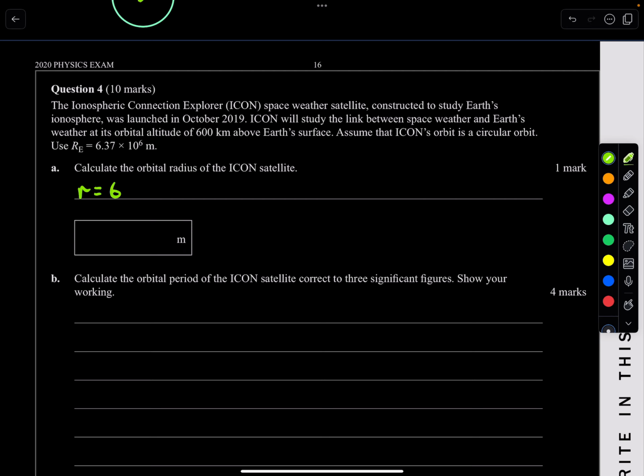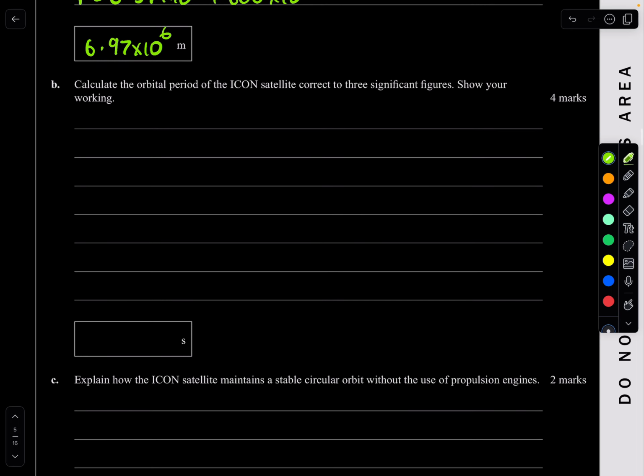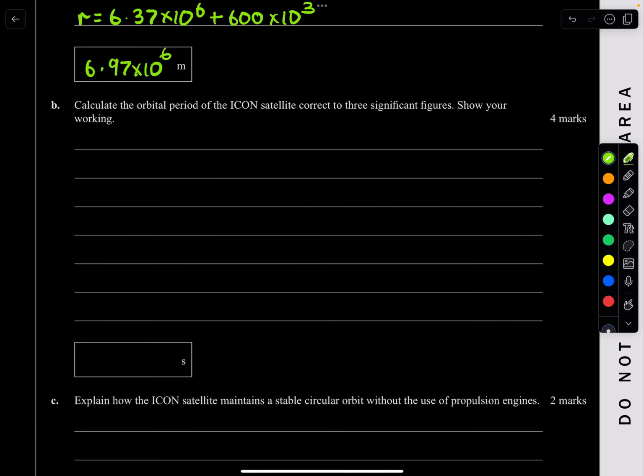So that's going to be 6.37 times 10 to the power 6 plus 600 times 10 to the power of 3. Let's do that. That gives me, to 3 significant figures, 6.97 times 10 to the power of 6 meters. Beautiful.